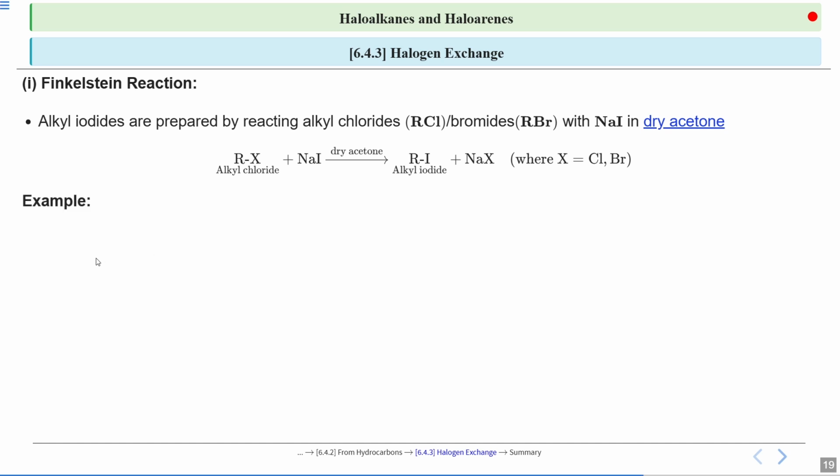This is the example where the benzene ring is attached to CH2CH2Cl, so an aromatic ring is present with an alkyl chloride. It reacts with sodium iodide in the presence of acetone. That means this chlorine will be replaced by iodine, and you are going to get benzene attached to CH2CH2I as your major product.